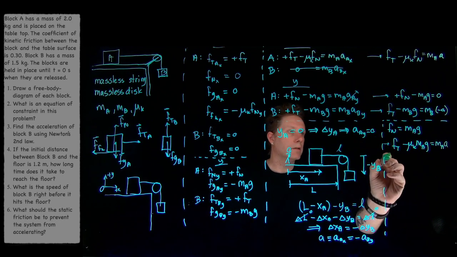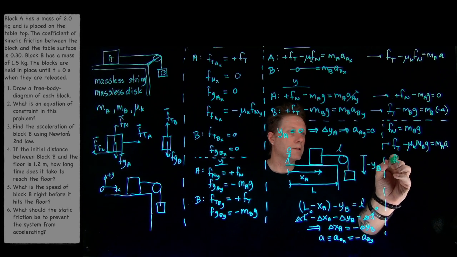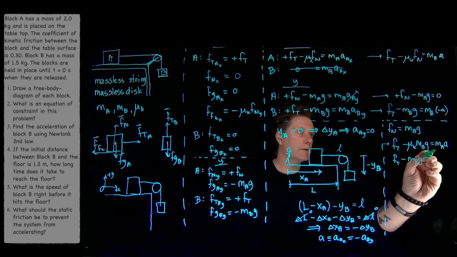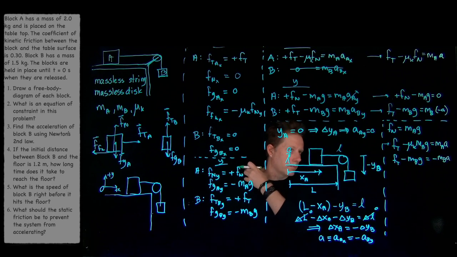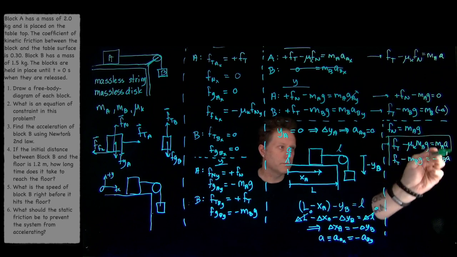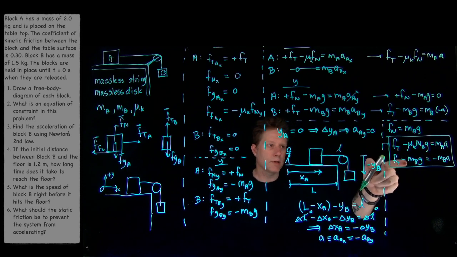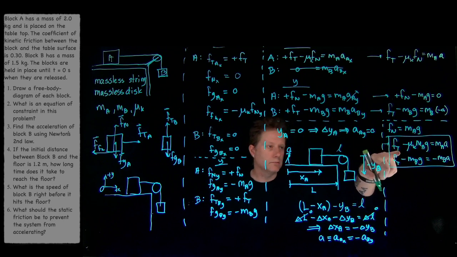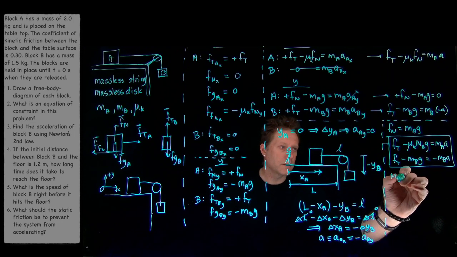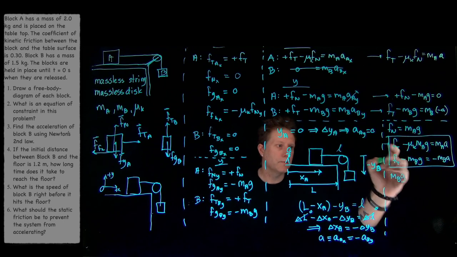We have this one here, which tells us we have tension force minus mass B, acceleration of gravity is equal to negative mass B times A. So what I'm going to do is take these two equations right here. I'm going to put a box around these two. I'm going to subtract the second equation from the first. So I get the tension force minus the tension force. That's 0. This one is a negative, so that gave us a plus mass B times the acceleration of gravity. We subtract that from the first one.